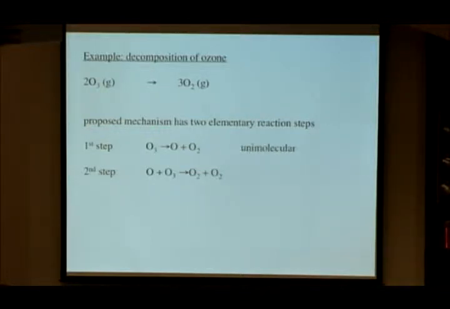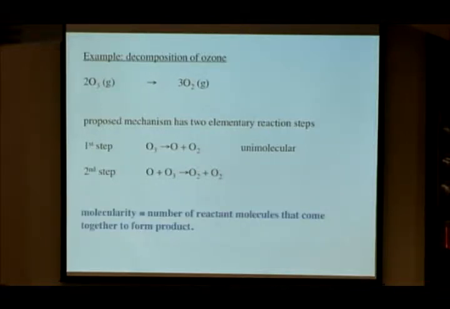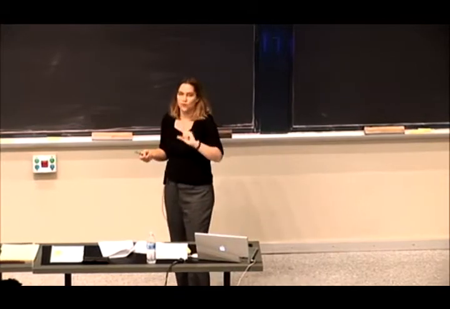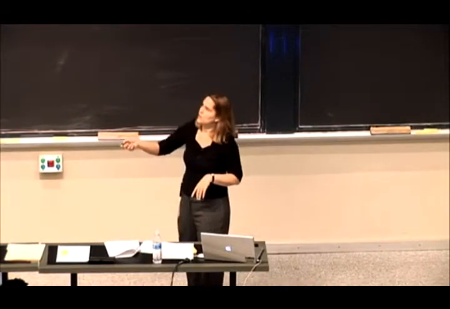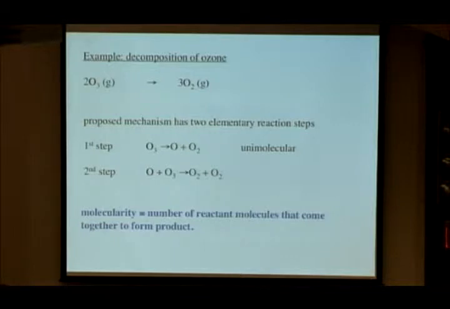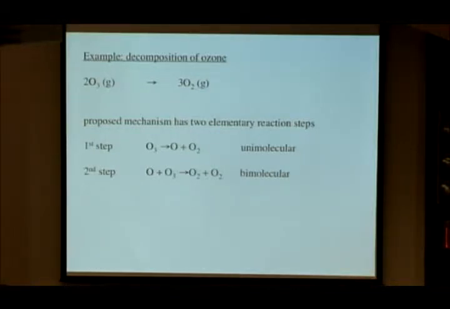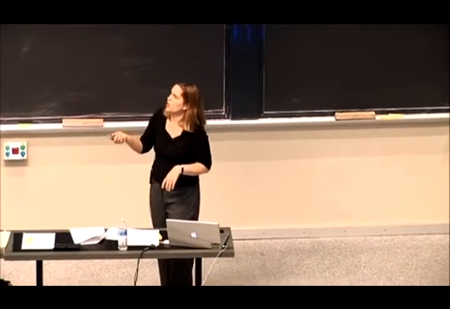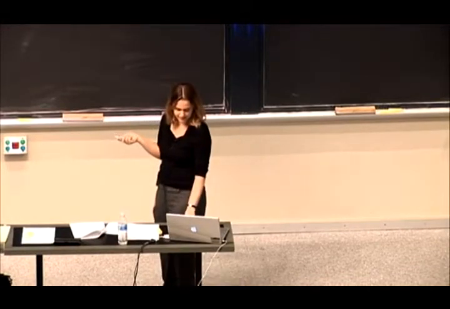So the first step here is a unimolecular step. You have one thing going to two things, and molecularity is the number of reactant molecules that come together to form product. So unimolecular, you just have one thing that's forming some kind of product. What do you think it's called if you have two things forming a product? Bimolecular. These are good little 1 or 2 point questions on a test. They're not very, very hard. They should be pretty easy to think about.